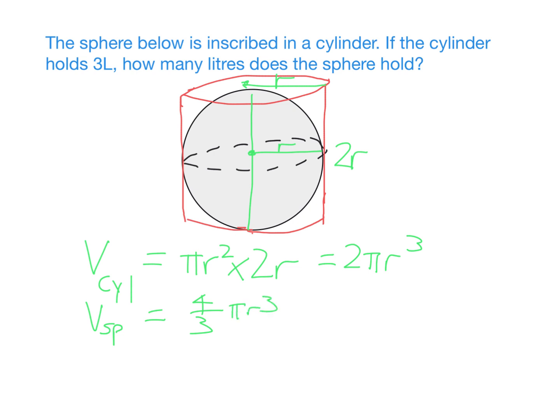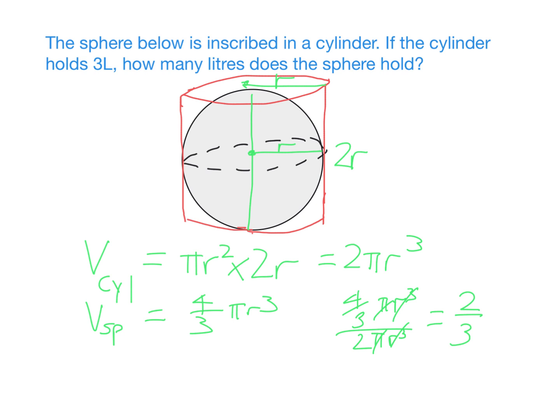We know that the volume of any sphere is 4 over 3 pi r cubed. Now, if I divide this by this, then I can cancel out the pi's and the r cubes. I'm left with 4 over 3 divided by 2 is 2/3. What am I doing? What has this got to do with anything? Well, I've just shown that when you have a sphere inscribed in a cylinder, the volume of the sphere is exactly 2/3 of the volume of the cylinder.